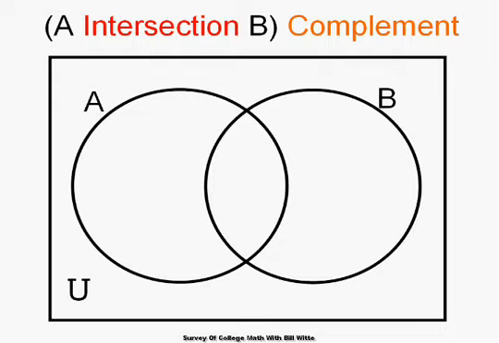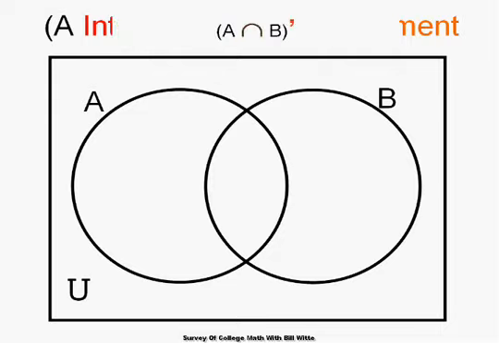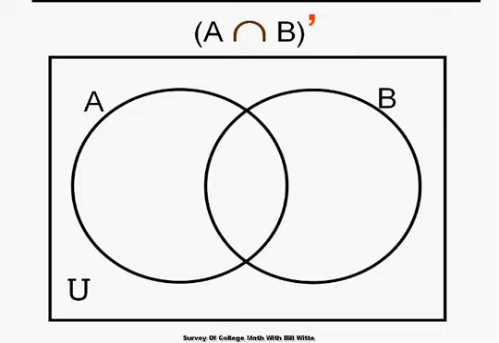Let's try A intersection B complement. How would we write that first of all? Just write A intersection B. Remember the intersection: I always remember the union is the U and the intersection is the upside down U. So figure out what the intersection would be and then do everything but the intersection.